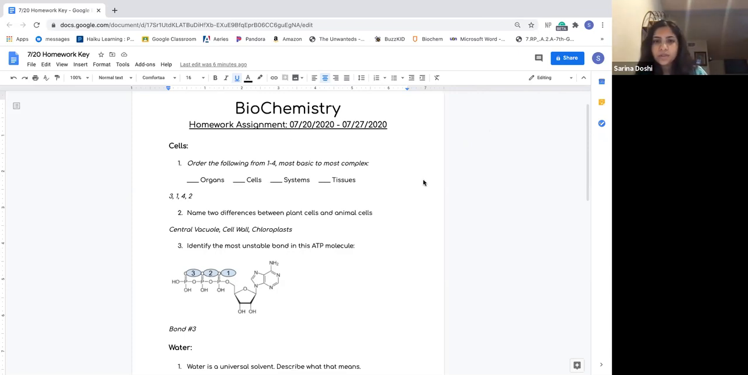Basic to most complex. Most basic, so shouldn't the numbers be reversed? Let me double check what I have. The most complex, I mean like how it builds on each other. So cells would be the smallest. Cells form together to make tissues. Tissues form to make organs, and organs form to make systems. Does that kind of answer your question?